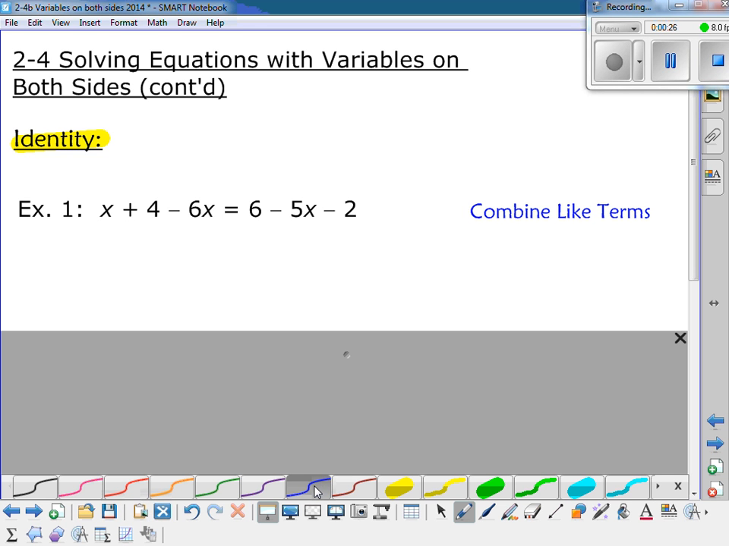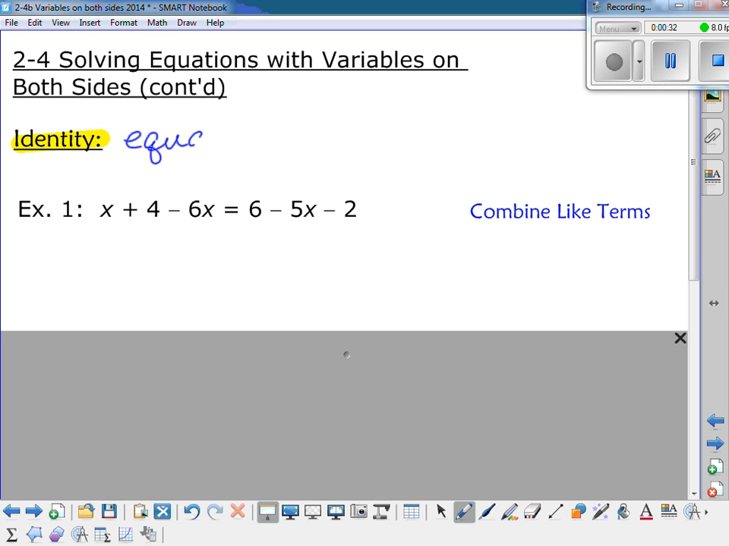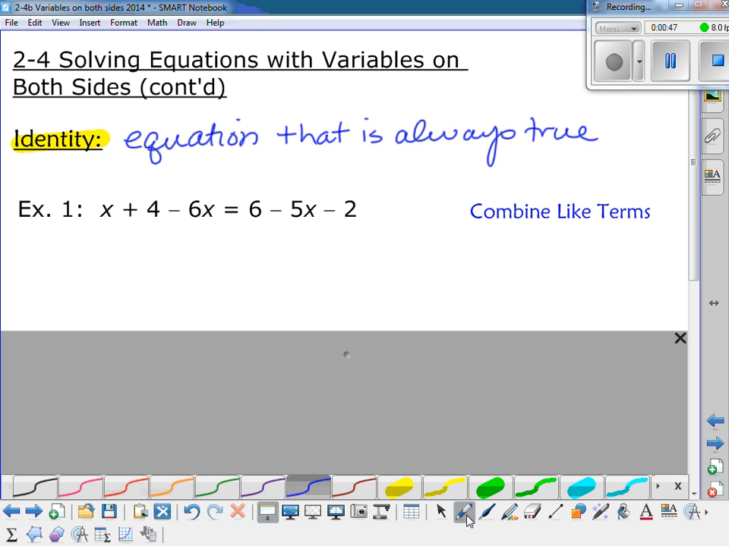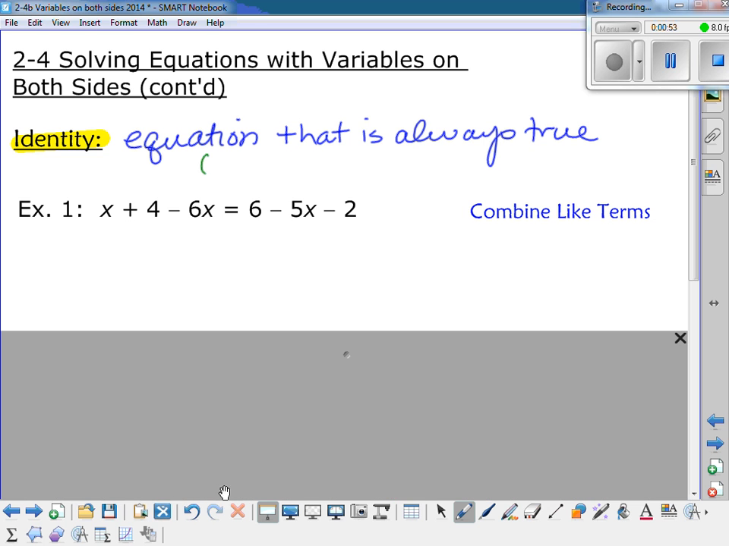So anyway, when we're talking about math, an identity is an equation that is always true. No matter what number you put in, it's always true. Another way of saying that is basically both sides come out to be the same thing.